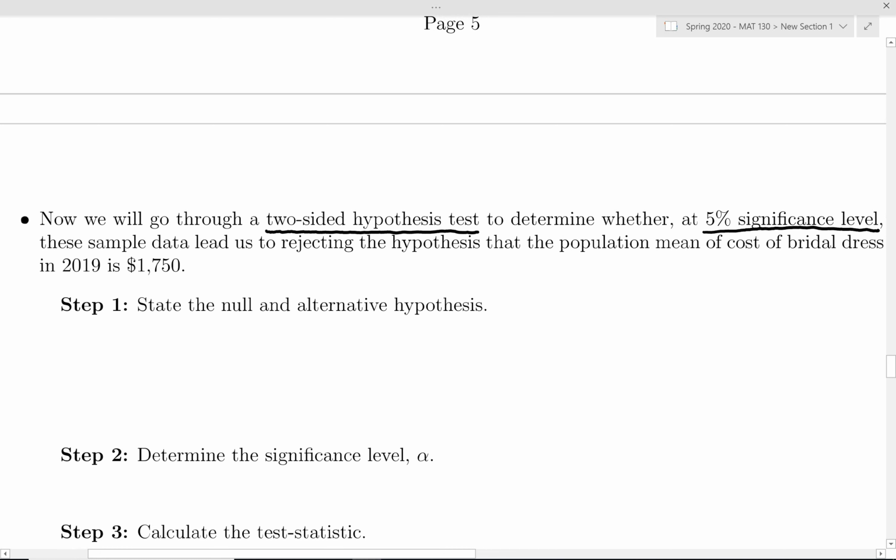The question is, based on our sample, which gave us a mean of 1667.5, and we know the population standard deviation is 180, at a 5% significance level, can we reject or not reject the null hypothesis? The null hypothesis being that the population mean for bridal dresses is 1750.